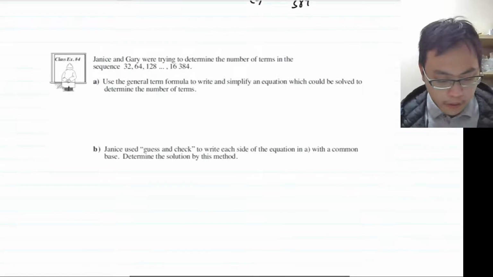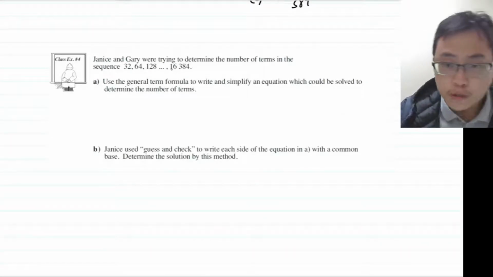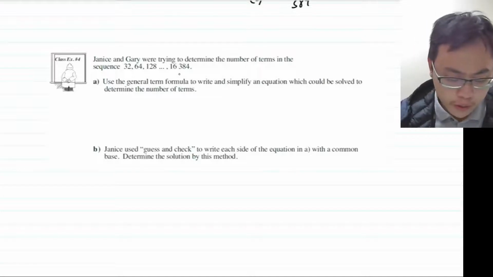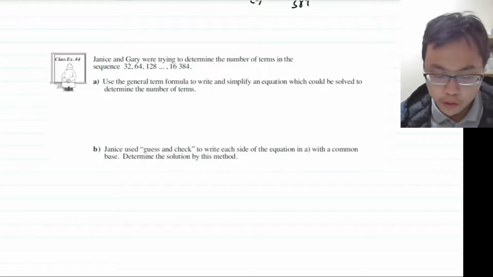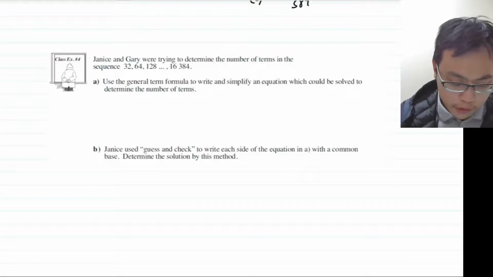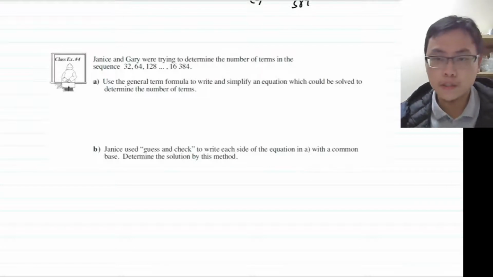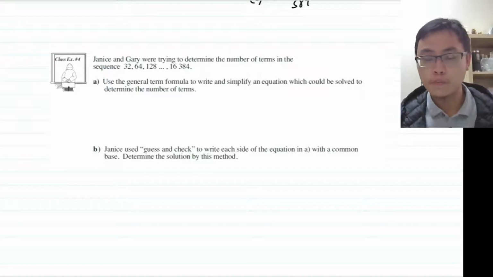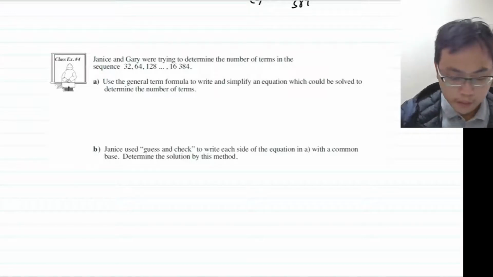So in this one, we have the final term, but we don't know what term number it is. Okay, and so in this example, Janice and Gary are trying to determine the number of terms. Janice used a guess and check method, and I'll just stick to this. I'm not going to go through the other method. If you're interested, you can probably find out yourself, or you can ask me directly.